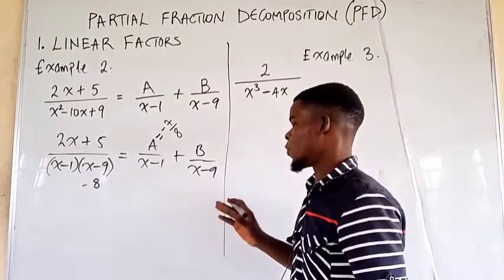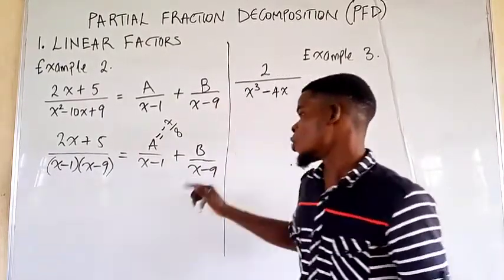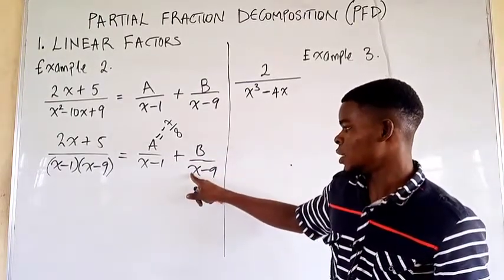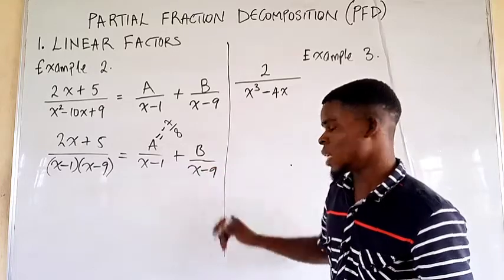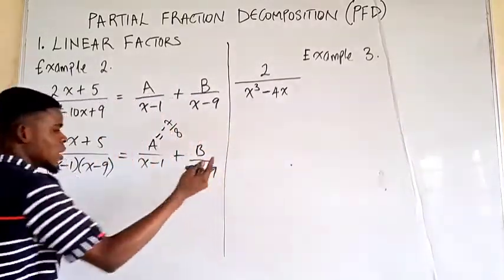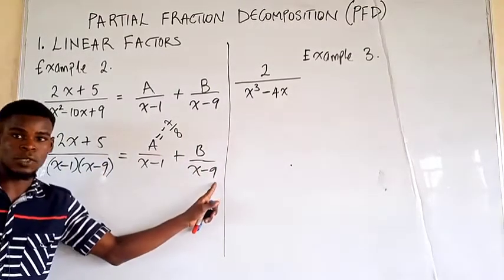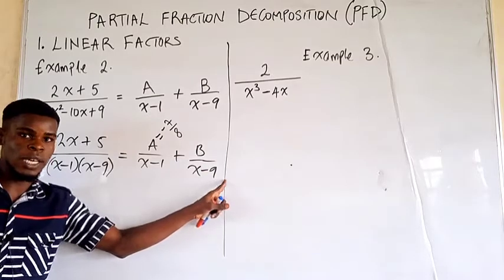The next thing is the value of b. Let me clean this. So to solve for b, we look at this denominator, x minus 9 equal to 0. That means x will be equal to 9. So we have x minus 9 equals 0, that is, we equate the denominator to 0. We solve for x. We add 9 to both sides, x will be equal to 9.